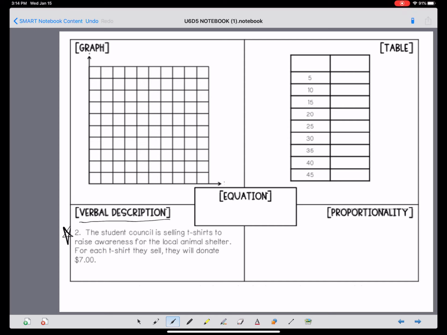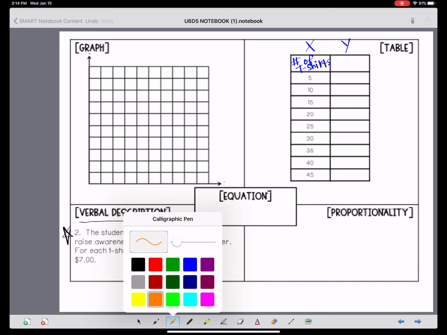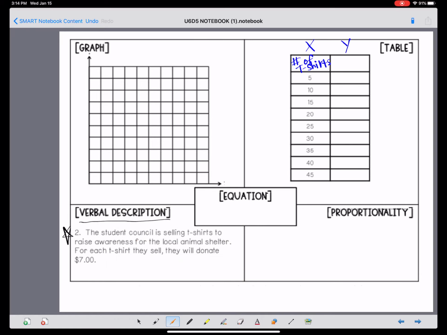It says the Student Council is selling t-shirts to raise awareness for the local animal shelter. For each t-shirt they sell, they will donate $7. Let's take a look at this table over here. I'm going to write in blue now. The left column is going to be our X and the right column is going to be our Y. The X says number of t-shirts. This is for every t-shirt sold, they will donate $7. And so on my Y column, I'm going to put money donated.